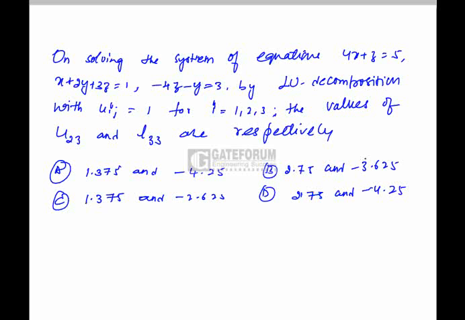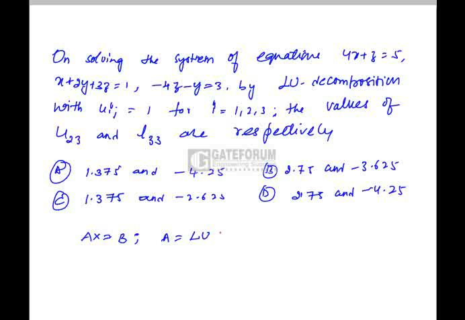They have given three equations: 4x plus z is equal to 5, x plus 2y plus 3z is equal to 1, and minus 3z minus y is equal to 3. We have to find the values of u23 and l33 by using the LU decomposition method. Now, the given equations can be written as Ax equals B, that is nothing but converting the linear equations into matrix form, and this matrix A can be written in LU decomposition form. So L into U. L is nothing but the lower triangular matrix, whereas U is nothing but the upper triangular matrix.